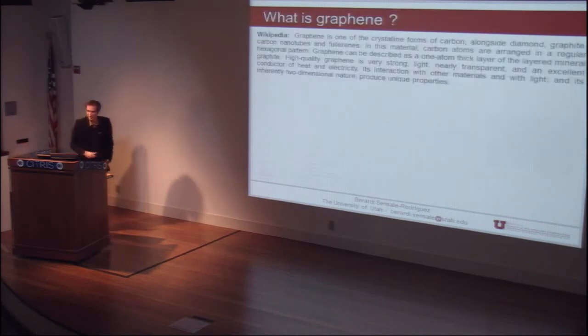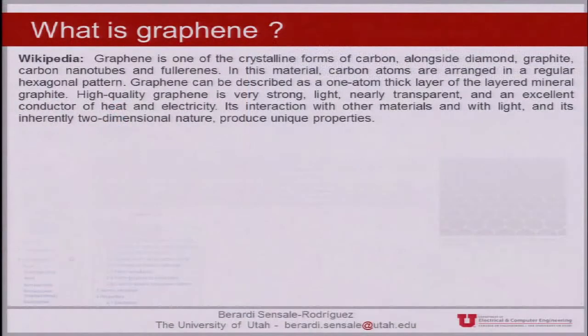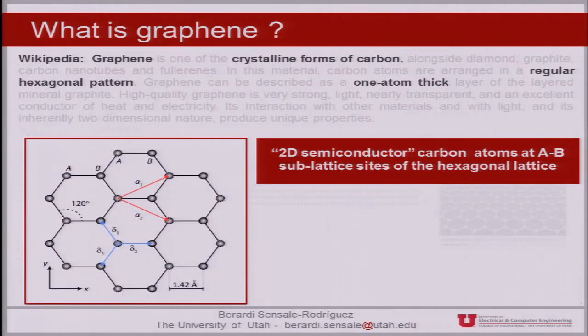Okay, so here I copied from Wikipedia what graphene is, but I don't want anybody to read it. This is just a guide. Graphene is a two-dimensional semiconductor which is composed of carbon atoms. These atoms are arranged in a hexagonal lattice, as I show here. A very important characteristic of this material is that it's two-dimensional. It's just an atom thick.